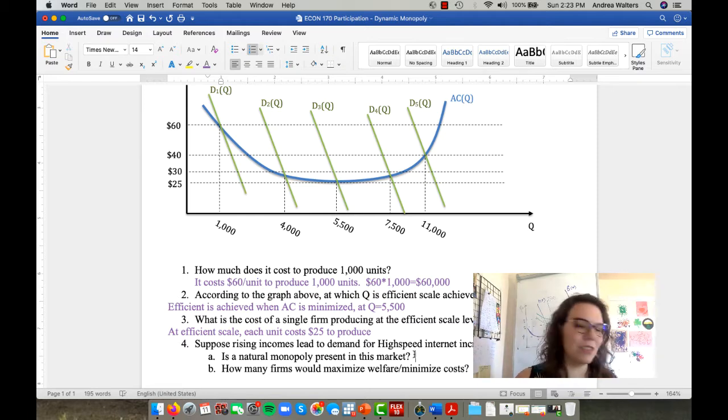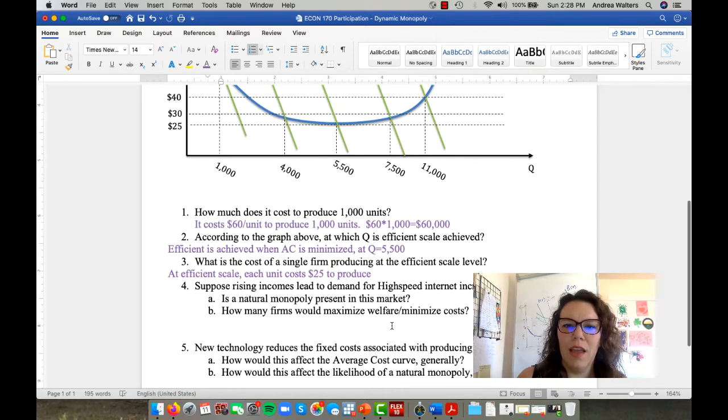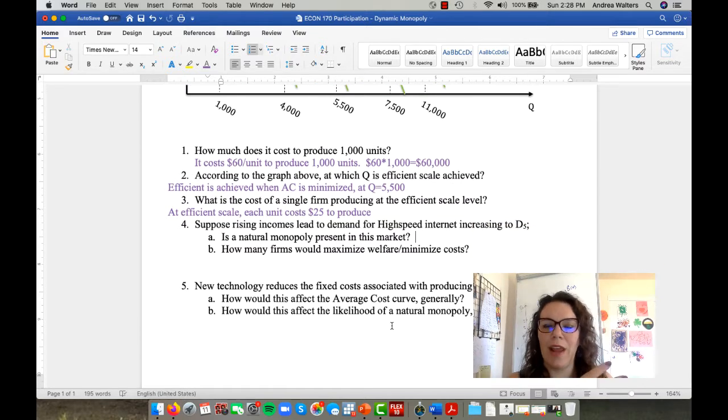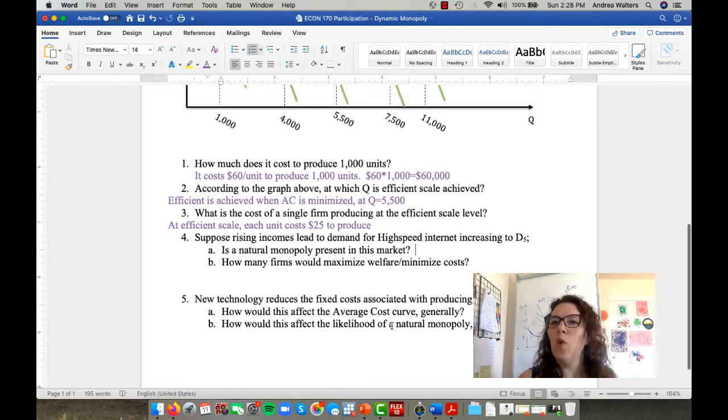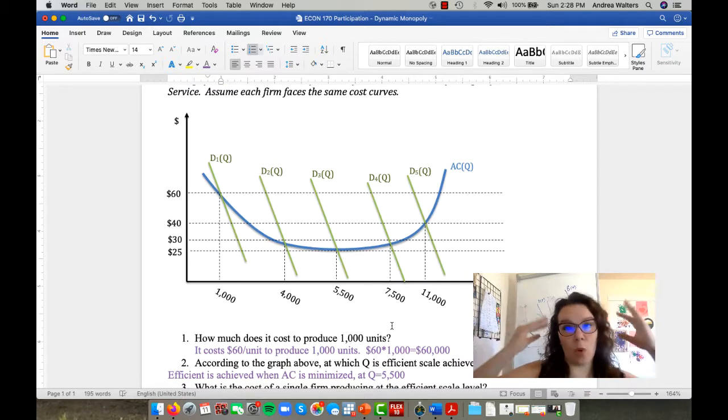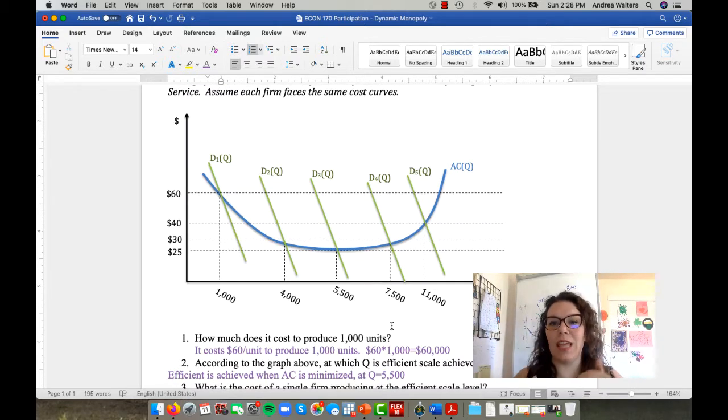How many firms would maximize welfare and minimize costs? At that demand 5, it's going to be 2 firms. 2 firms would minimize costs to that $25 and maximize welfare. Okay. The last question asks, basically what would happen if we saw costs decrease? So new technology reduces the fixed costs associated with producing this good. We only have one average cost curve up here. So now we're going to be a little bit more theoretical and think about what that might mean.